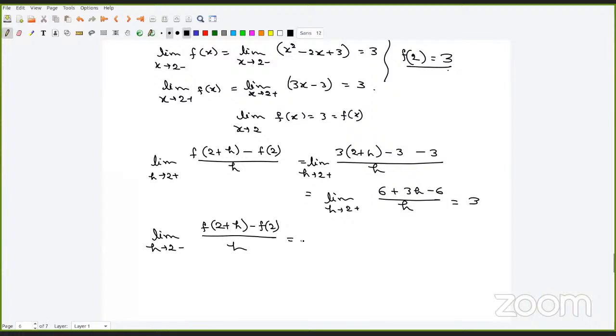Sir, here you are just writing h tends to 2 minus. In the previous one you wrote 0 plus. Yes, exactly. Oh, sorry, this should be 0 plus. This is for the point. Previously, we did it that way. Yes, sir.